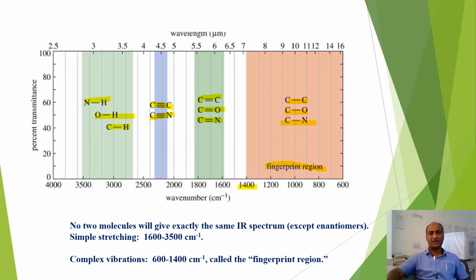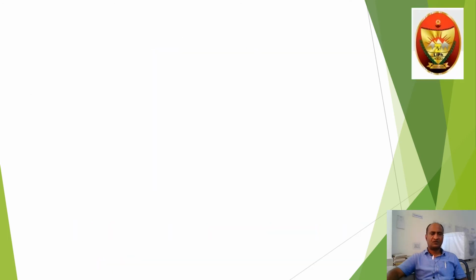One thing we have to remember is that no two molecules will give exactly the same infrared spectrum except the enantiomers, and the complex vibration that is observed between 600 to 1400 reciprocal centimeter is called the fingerprint region. Now moving to the IR instrumentation.